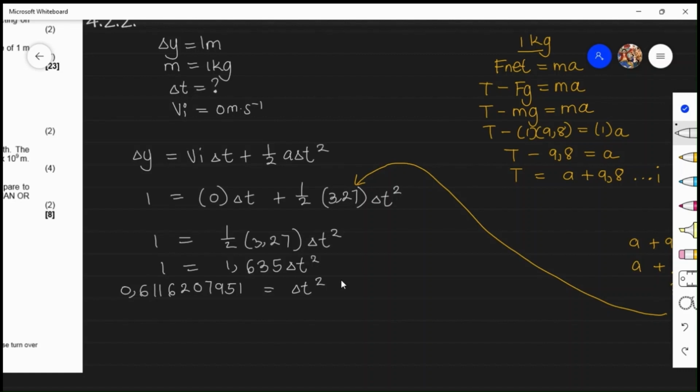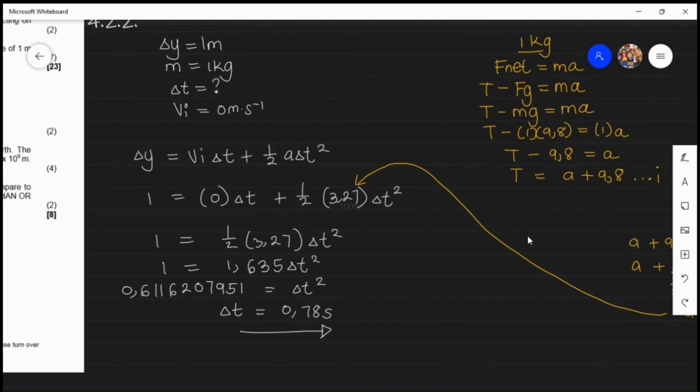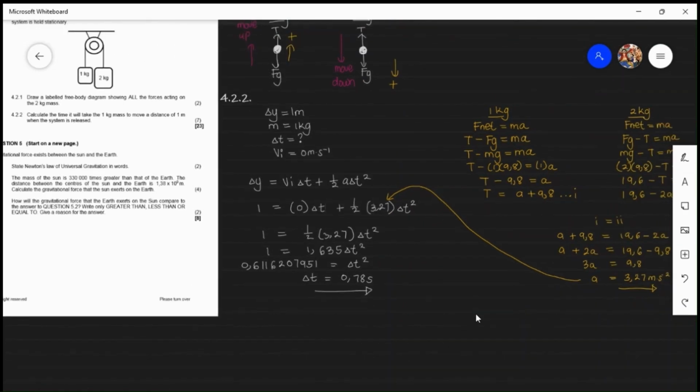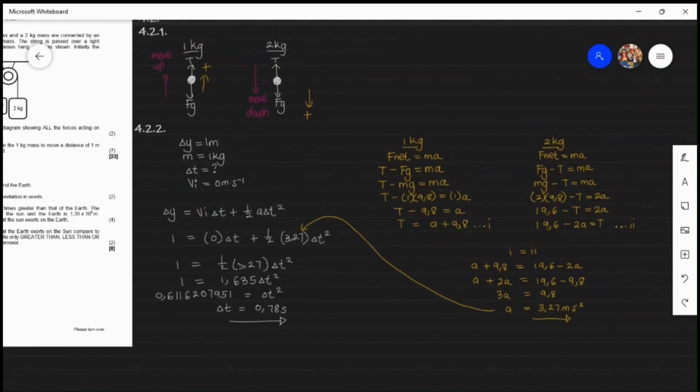Now, in order to get rid of the squared on delta t, because keep in mind we are only looking for time, we can square root both sides. And that is therefore going to give us a time of 0,78 seconds. So it took the 1 kg mass or 1 kg block a total of 0,78 seconds to move a distance of 1 meter.